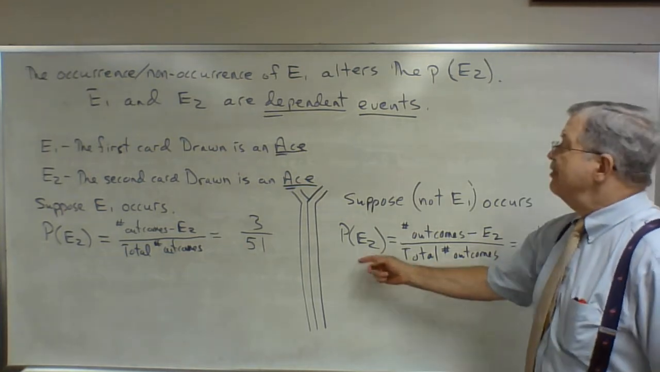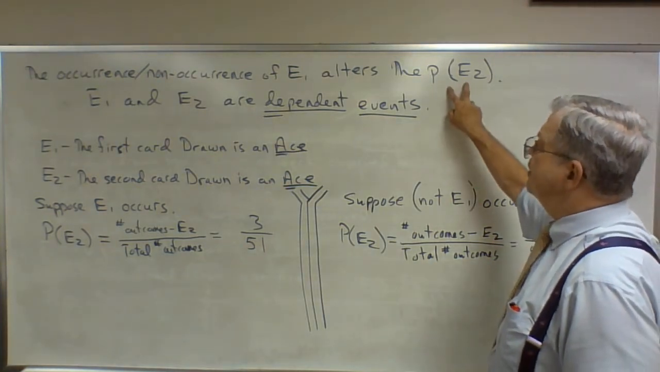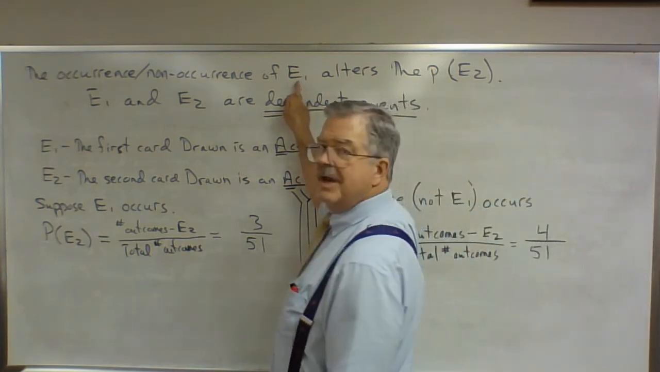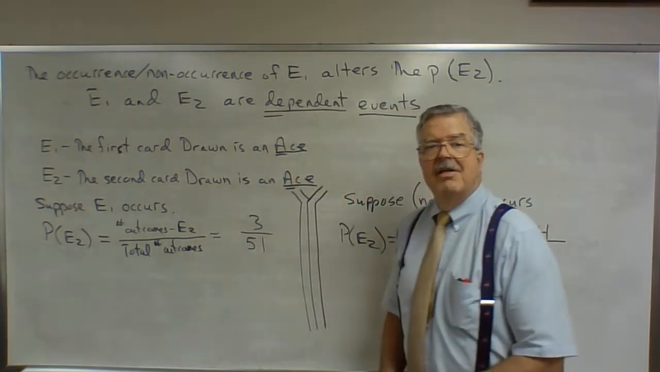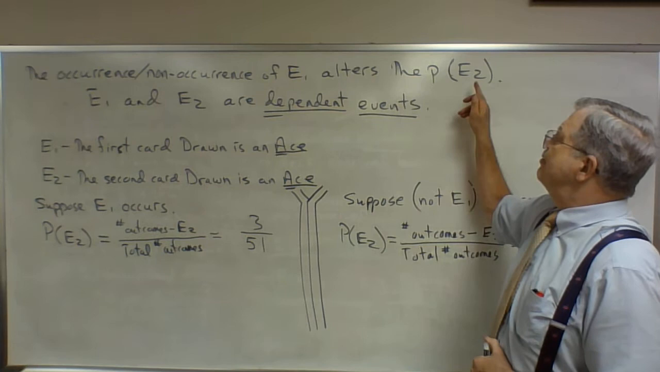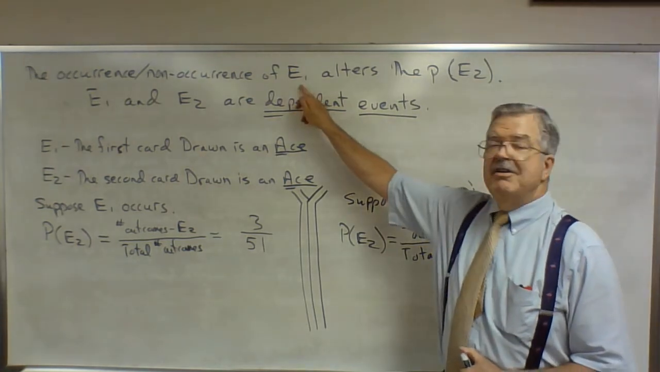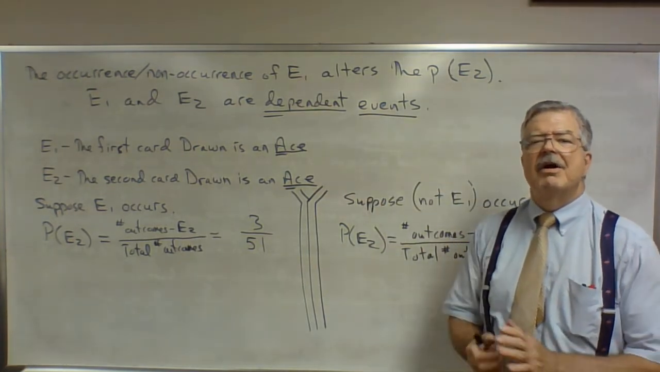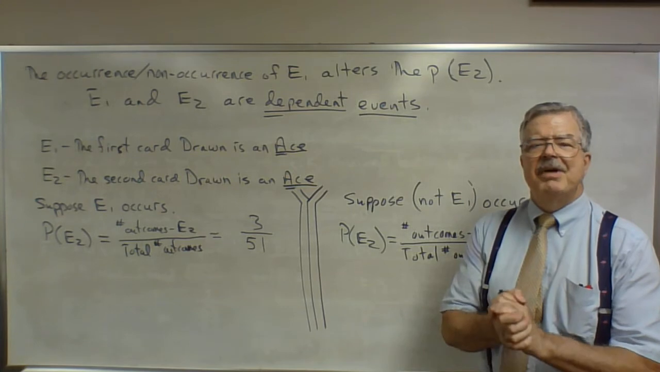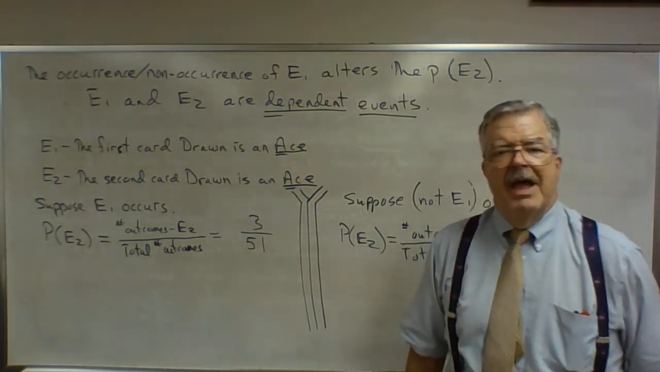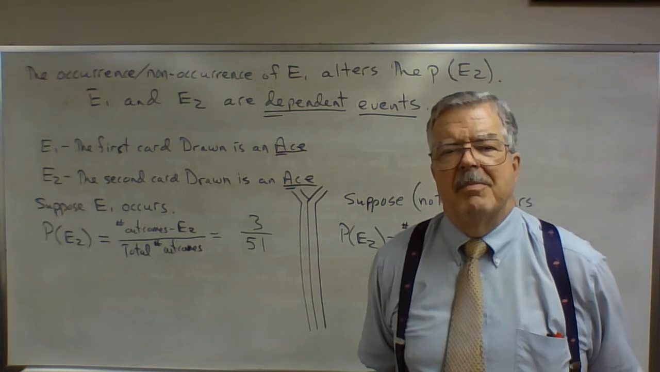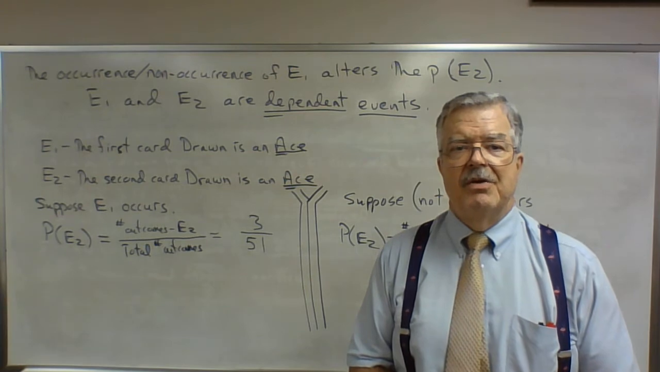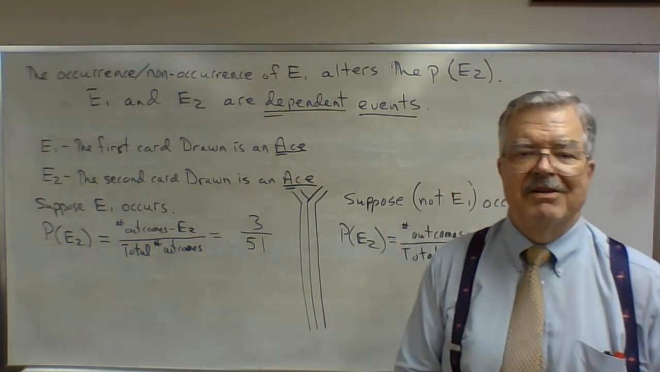So the probability of E2 occurring depends on whether E1 has occurred or not. The value of the probability of this outcome depends on whether the other outcome has occurred or not. These outcomes or events are dependent. And this occurs often enough in probability that we have a special type of notation that we use when we're dealing with dependent events.